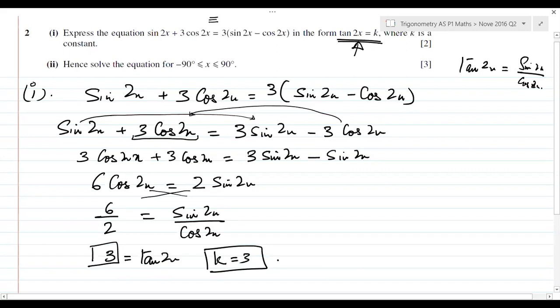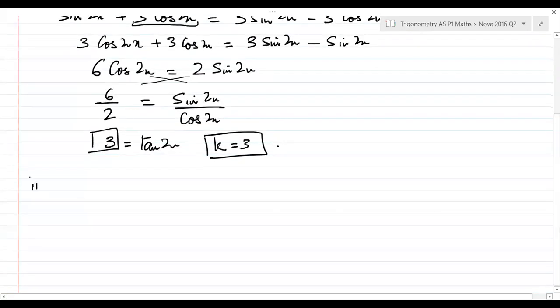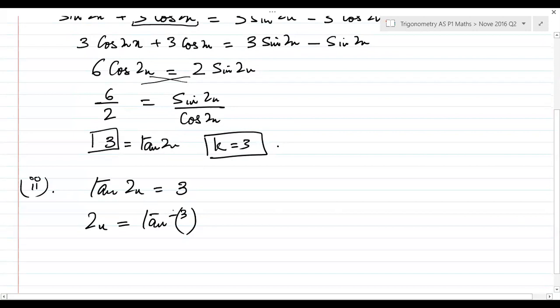Hence solve the equation. So part 2, we need to solve this equation. Part 2 is a bit different, it is interesting, since we have a different range given over here. So we have tan 2x is equal to 3. That's what we got. We have 2x is equal to tan inverse of 3. There's no negative 3, so it's just tan inverse of 3.